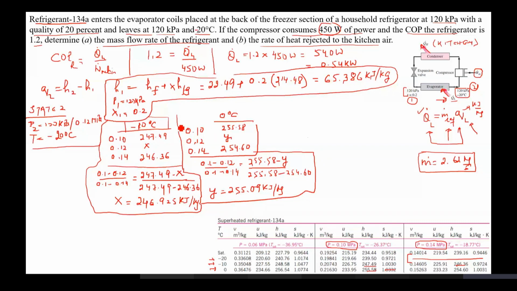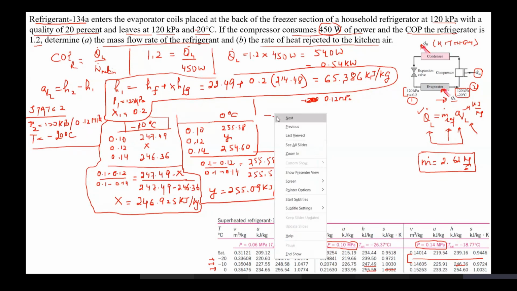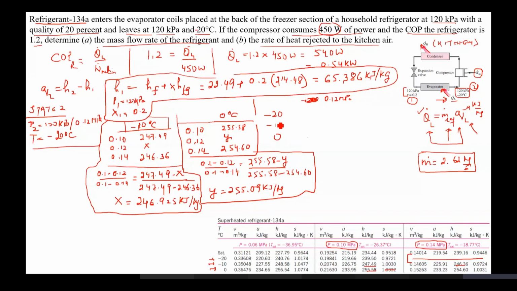Now, since you have the two values available for the given pressure, now the third temperature is required. So you will go for minus 20 degrees. You'll now go for 0.12 megapascal. For 0.12 megapascal, you need to find the value for minus 20; you have values for minus 10 and 0 degree centigrade. Minus 20, the value would be H2. Minus 10, the value is X, which is 246.925. And for 0 degrees, it is 255.09.